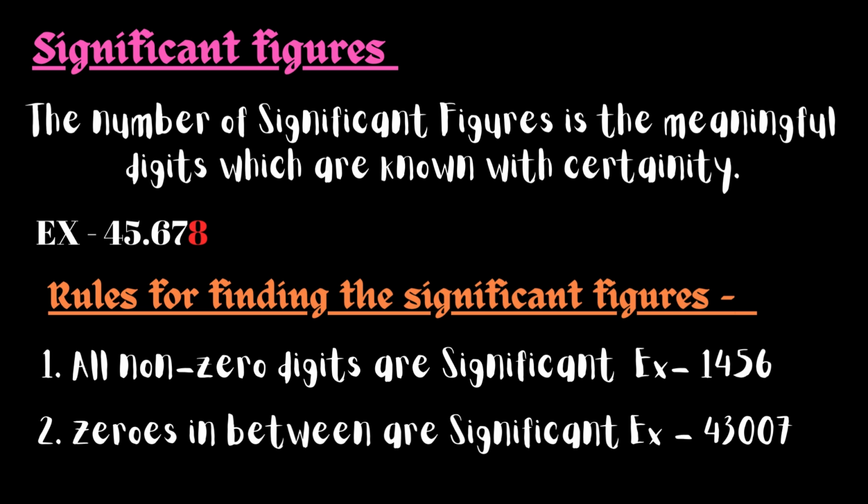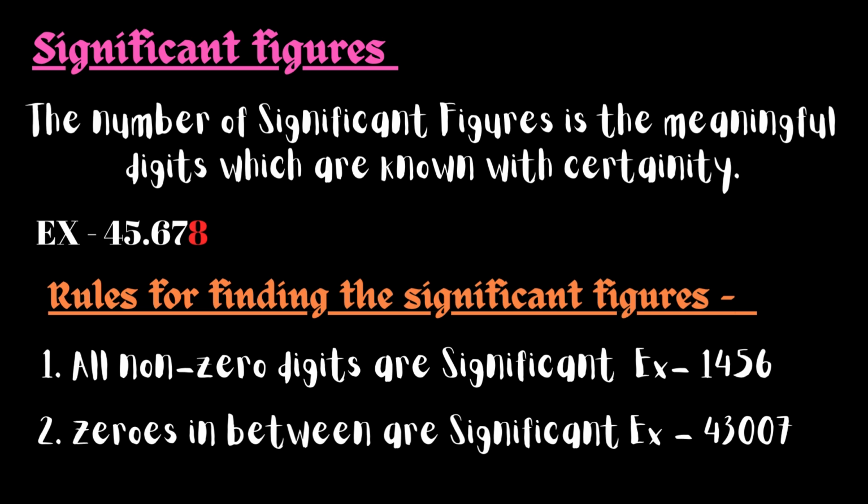So how can we say the number of significant figures in a number? We can say the number of digits which are significant in a number by using some rules, students. There are actually 5 rules which will help you in finding the number of significant digits in a number. For example, the first rule is all non-zero digits are significant.